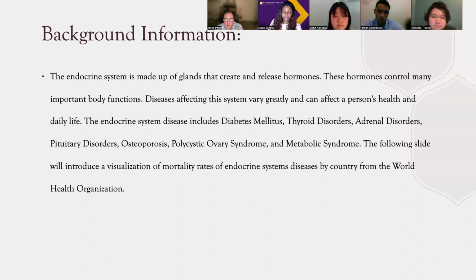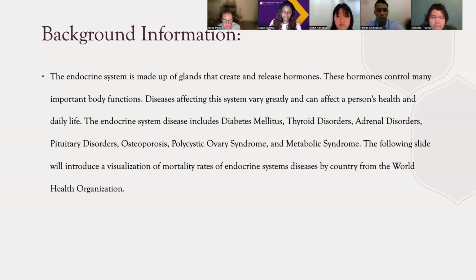Glands and hormones are the focus of the endocrine system. These are the parts of the human anatomy that are most affected by these diseases. The diseases most associated with endocrine system disorders are going to be diabetes mellitus, as mentioned before, thyroid disorders, adrenal disorders, pituitary disorders, osteoporosis, polycystic ovary syndrome, and metabolic syndrome, along with other disorders alike. The next slide is a visualization developed to focus on where mortality rates are.